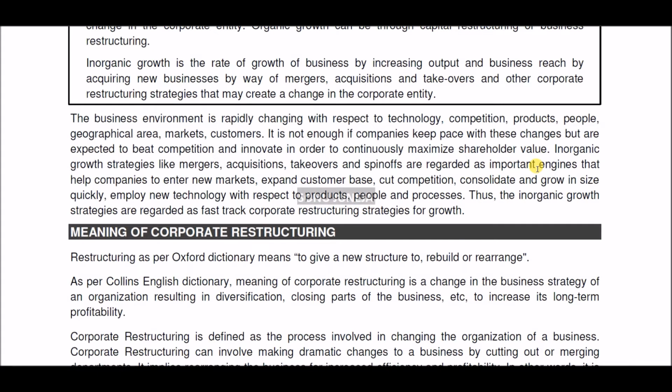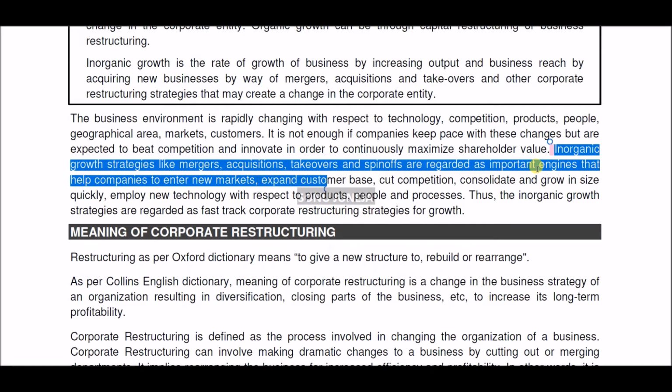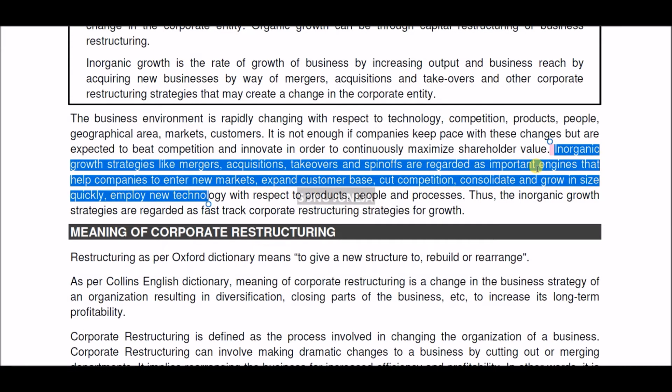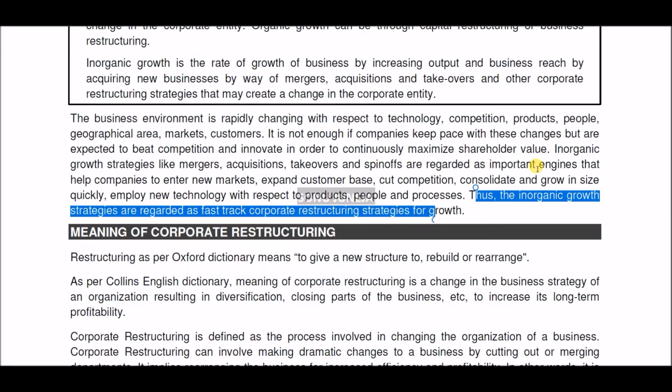Now inorganic growth strategies like mergers, acquisitions, takeovers, spin-offs are regarded as the important engines that help the companies to enter new markets, expand the customer base, cut competition, consolidate, grow in size quickly, employ new technology with respect to products, people and process. So the inorganic growth strategies are regarded as the fast track corporate restructuring strategies for growth.